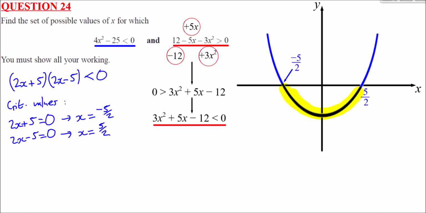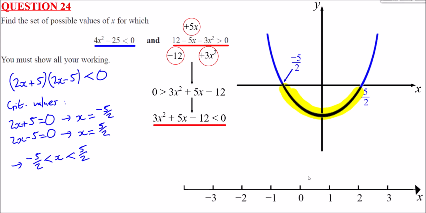So solving this one, in terms of inequality, I need x to be more than minus 5 over 2, or I can call it minus 2.5 if I want to, but no more than 5 over 2. So represent this on a number grid, sorry, on an inequality line. It's going to look like this: in between minus 2.5 and positive 2.5.